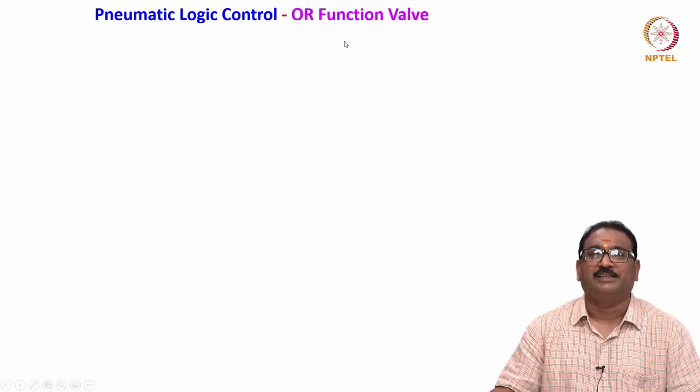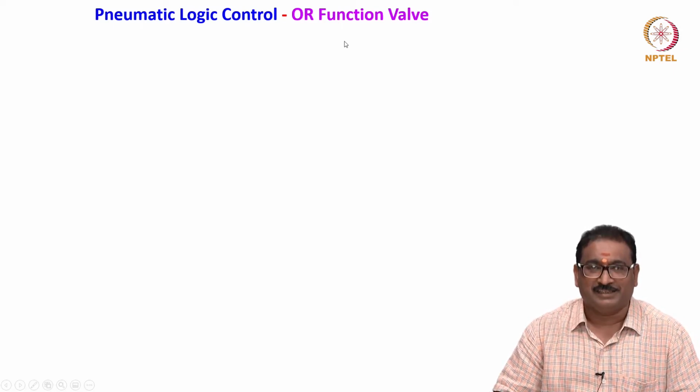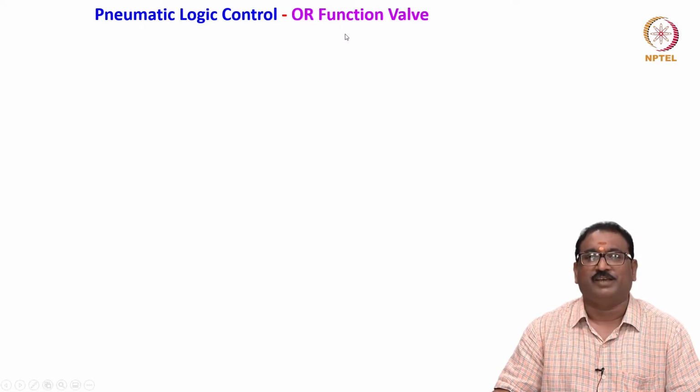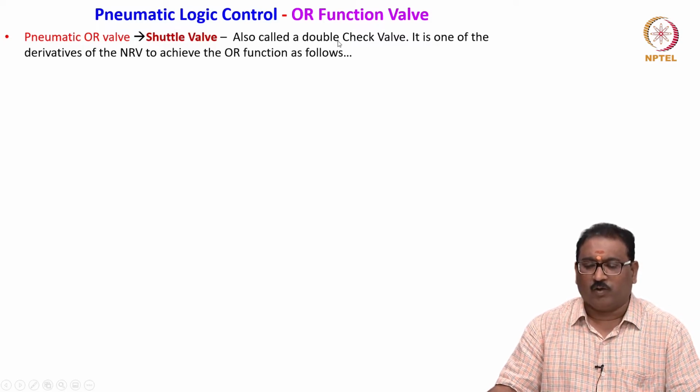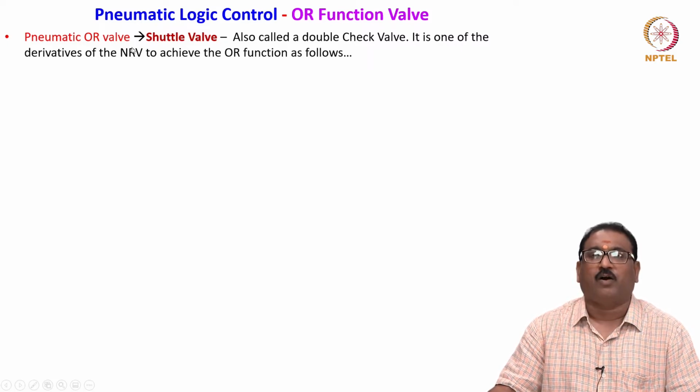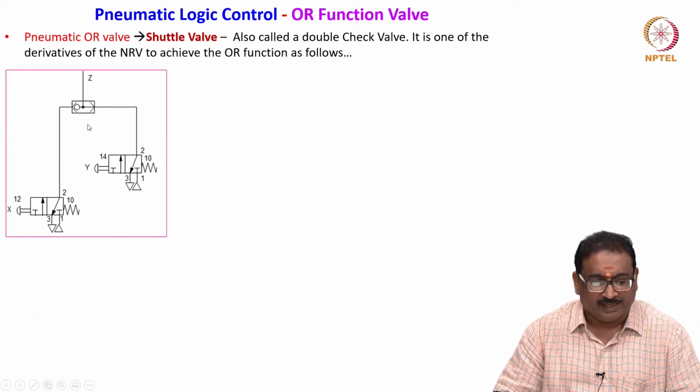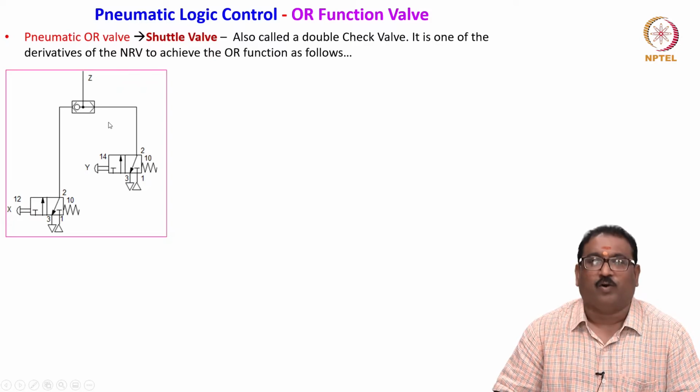You already studied these OR gates in digital electronics. In the same way, pneumatic valves are there. The pneumatic OR valve is known as a shuttle valve, also called a double check valve. It is one of the derivatives of the NRV to achieve the OR function, as follows. You will see here, friends, this one is a shuttle valve.